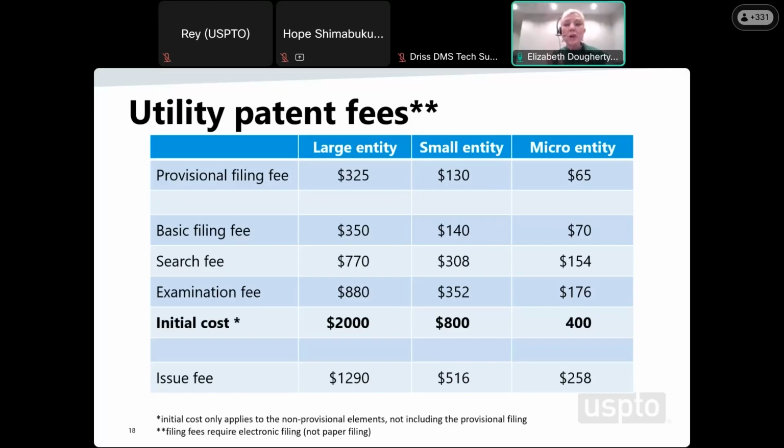So again, if you are able to qualify as a micro entity, file that certification statement and file it with your application. File it from the very beginning to assure the office that you are entitled to this discount. Small entity, certification statement not required, but you must be able to back up the fact that you are a small entity if ever questioned.